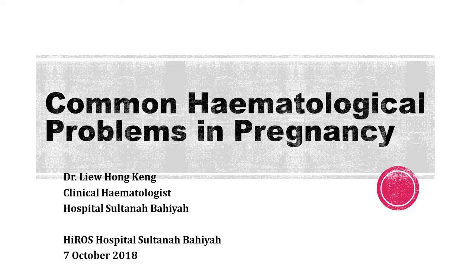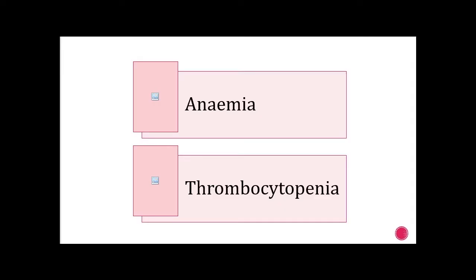I've been tasked to talk about managing common hematological problems in pregnancy, and it's actually a very broad topic to try and cover in 30 minutes. So I thought I'll cover two main conditions. One, of course, would be anemia, and the other would be thrombocytopenia. But since it's so broad, we will now narrow it down to one on thalassemia and another on immune thrombocytopenia.